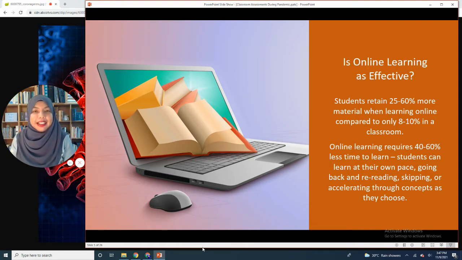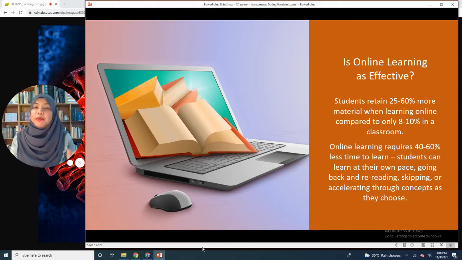Now, according to studies, online learning has its own advantages. Students are able to retain more information when they learn online than learning traditionally. And why is that? Because online learning requires lesser time to learn. Students can flexibly decide on the way that they want to approach their learning. They can go back and forth, reread and re-understand certain things. They can skip, they can move on because information and documentations of learning are provided. So it is much easier for students to learn.